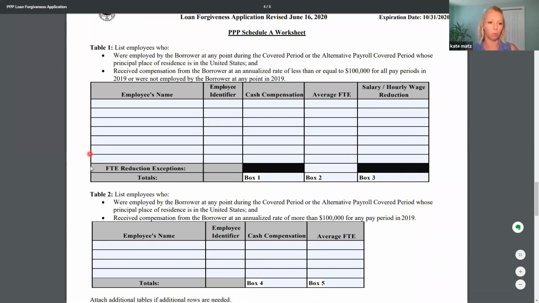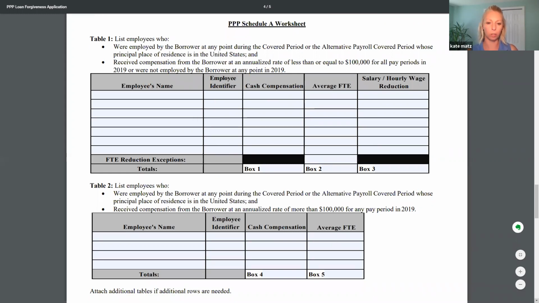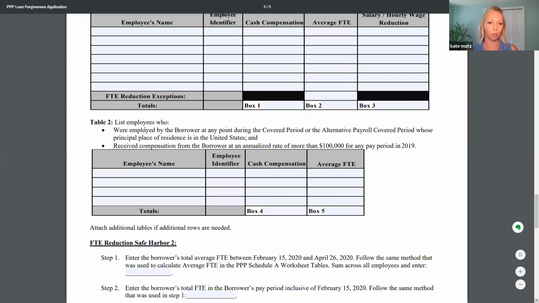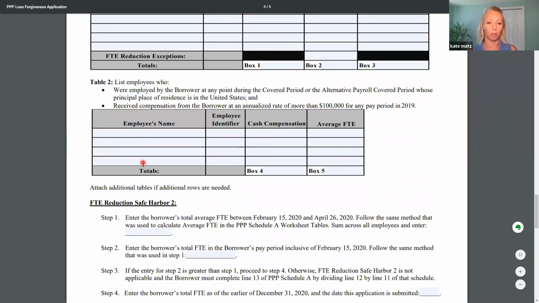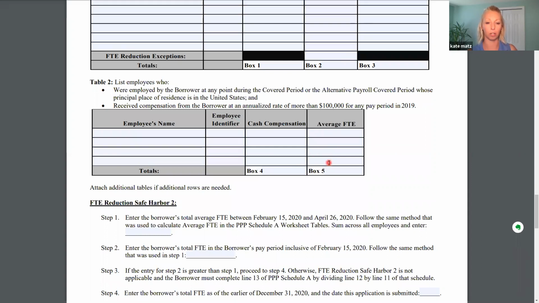And you've got a Table 1 worksheet and a Table 2 worksheet. Your Table 1 worksheet, this is where you're going to list out each and every employee, name, identifier, their compensation, FTEs, and if there were any reductions. And then again, those kind of roll up into Schedule A, and then those roll up into that first page. Table 2, similarly, you'll list out each and every employee that made over $100,000 in 2019, some additional information on them.